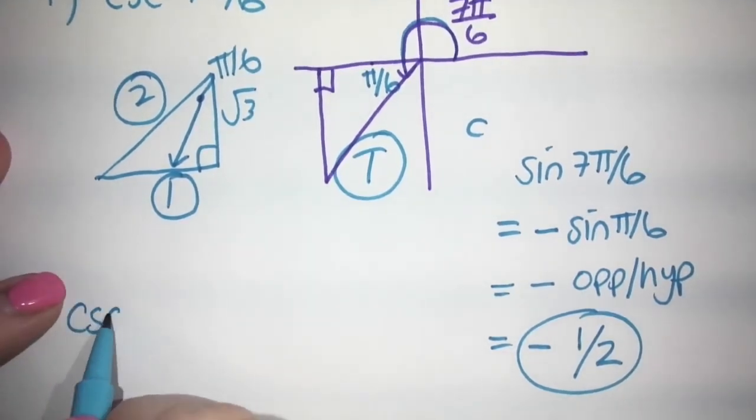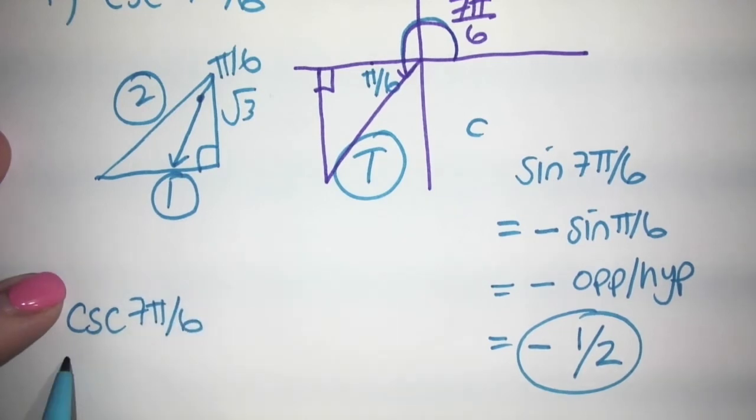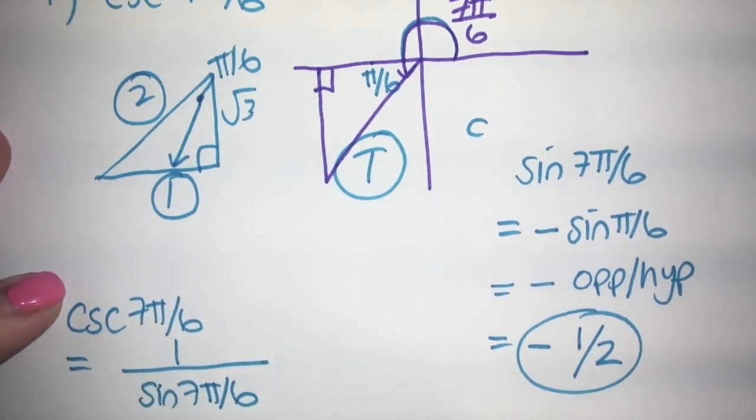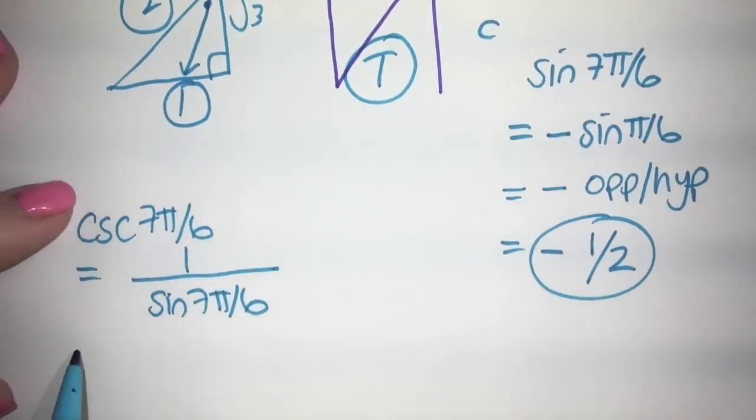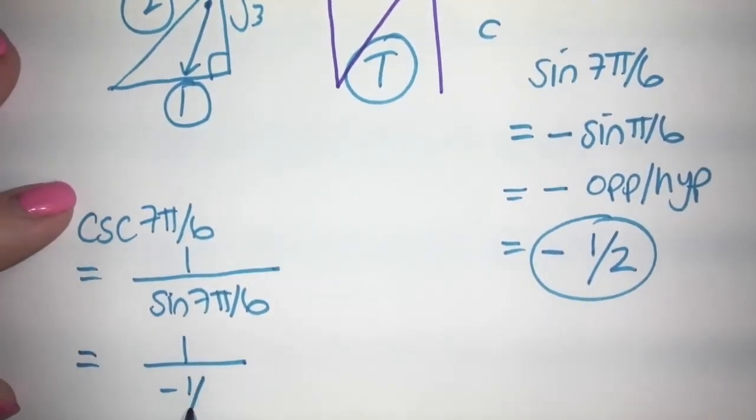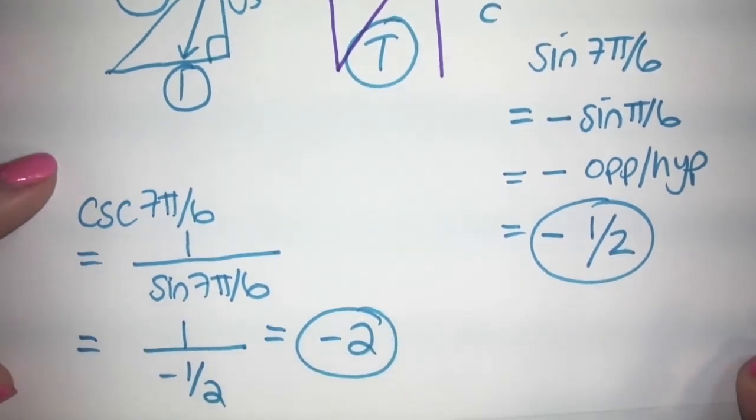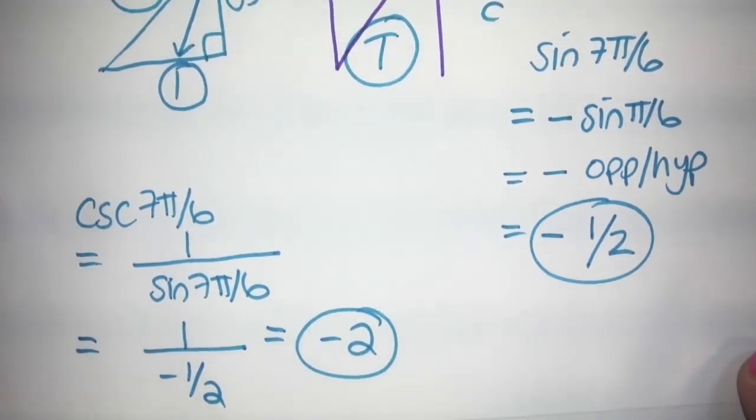So if we want cosecant 7 pi over 6, we have to flip it, or do 1 over the sine of 7 pi over 6. So we do 1 over negative 1/2, which would be negative 2. And that would be our final answer for cosecant 7 pi over 6.